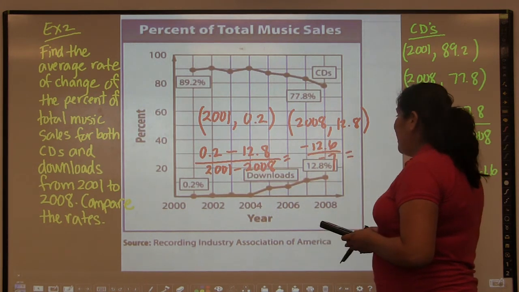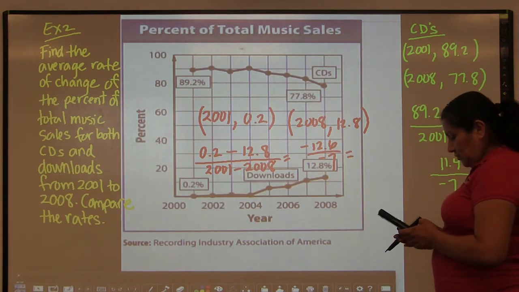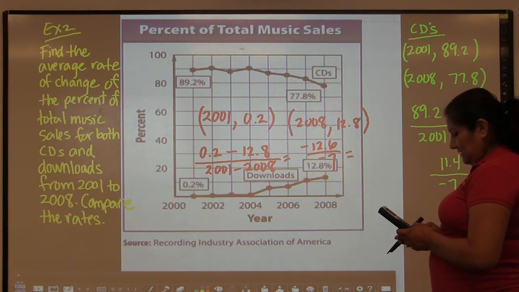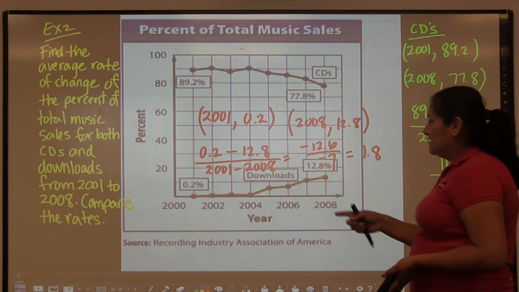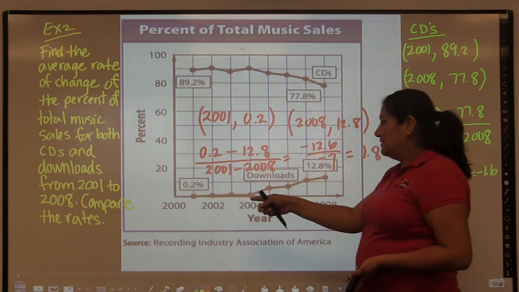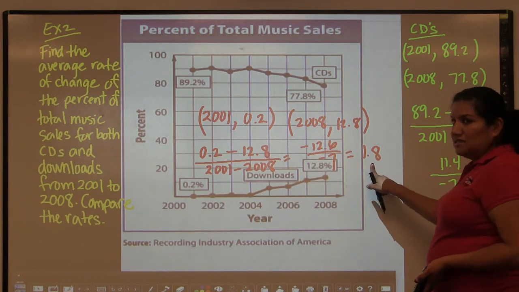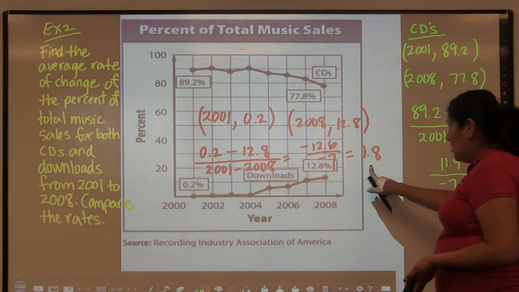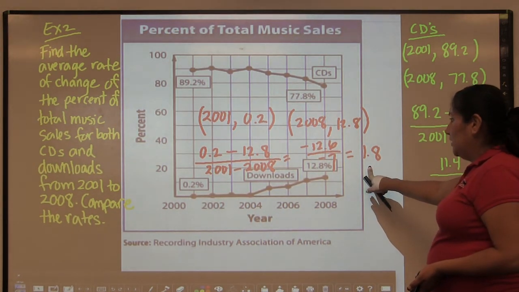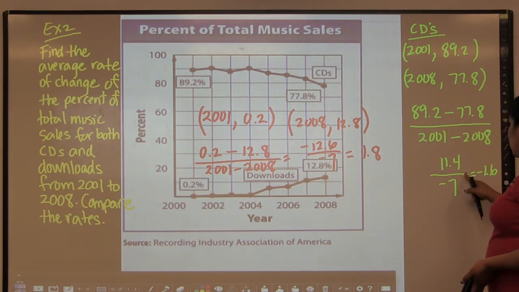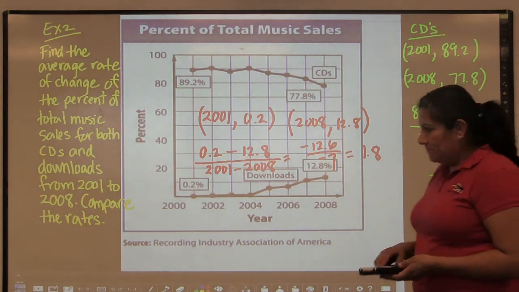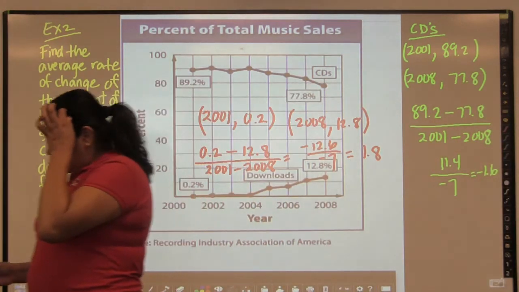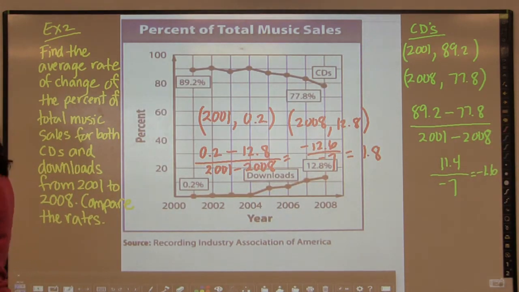And the denominator is -7. So negative divided by negative is a positive. So 12.6 divided by 7 is 1.8. So even though we have smaller percentages for downloads, we can see that in this case, a positive value means that it's increasing by 1.8% per year. And the CDs are decreasing because, hello, nobody buys CDs anymore. We're all moving to the technology craze, and that's download, download, download. So anyway, that is example 2.